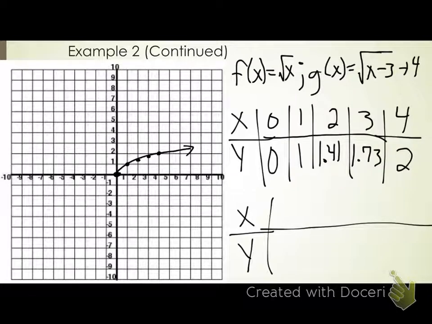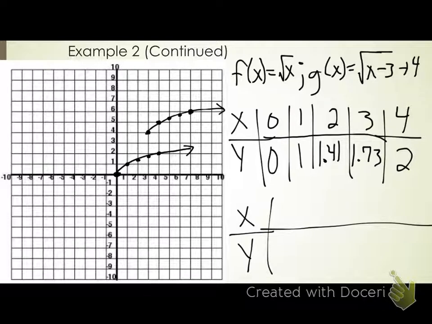So 1, 2, 3, 1, 2, 3, 4. So here's the graph of g of x. Does everyone see that? Since it was just the translations, I just took each point, translated them, however many units I needed to.